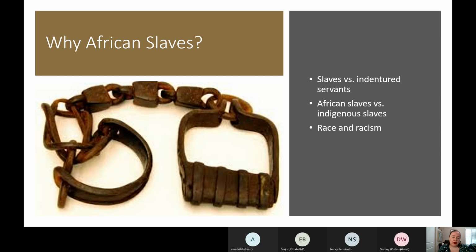All right, so if colonists increasingly turn to slave labor, why use Africans and not indigenous or native slaves? Any ideas? Why would you not use Native Americans as slaves? Anybody have any ideas what might the disadvantages be?